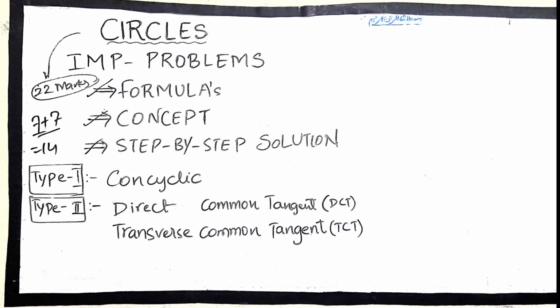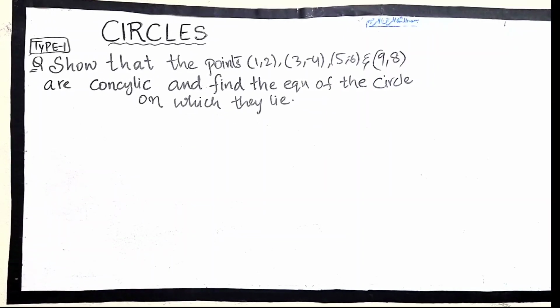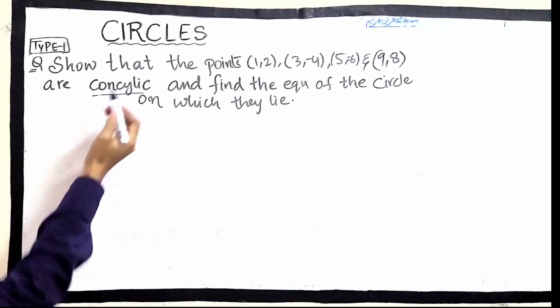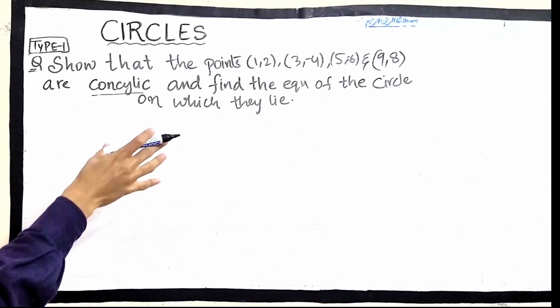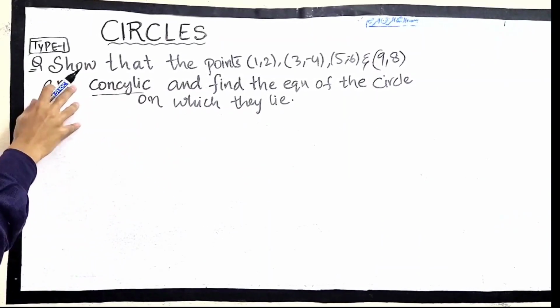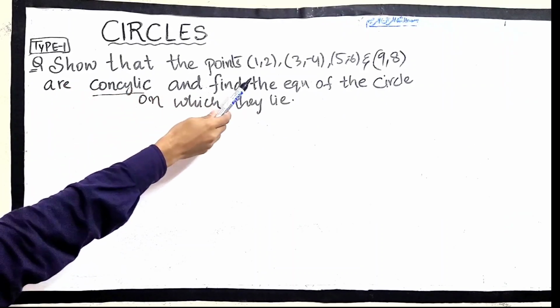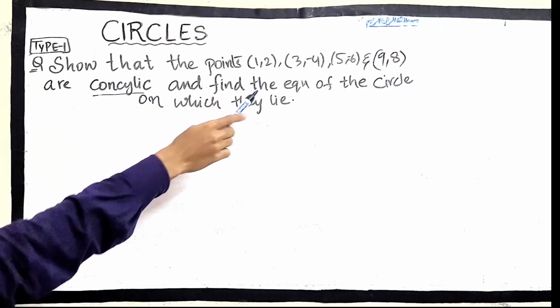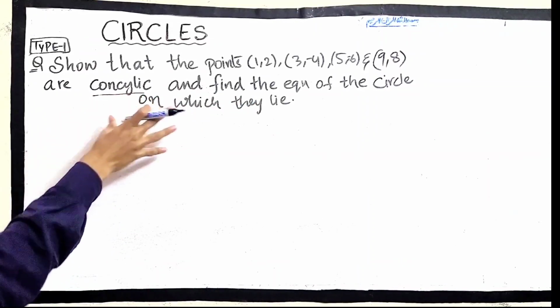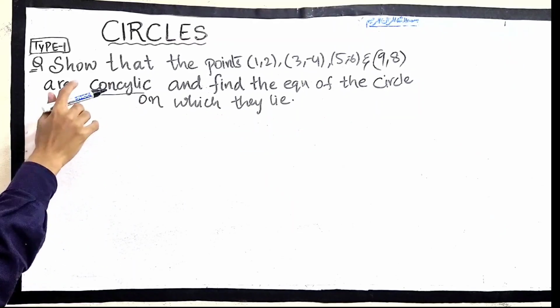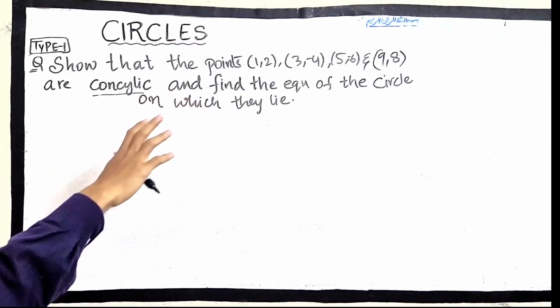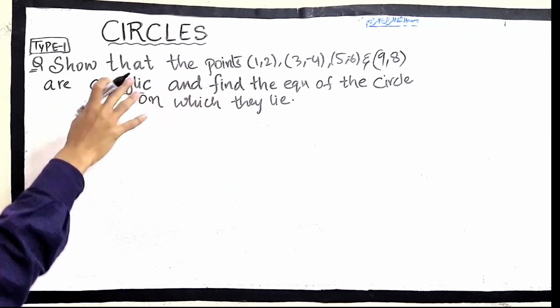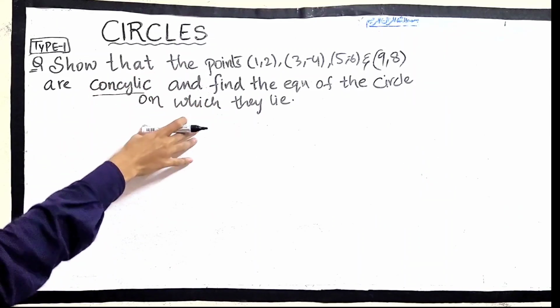So let us see our type 1, and I assure you that you will get 7 out of 7 marks if you completely watch this solution. This question is based on type 1, which is concyclic. Concyclic means the given set of points lie on the same circle or not. The question says: show that the points (1, 2), (3, -4), (5, -6) and (9, 8), which are the given 4 points, are concyclic. On this type of problem, there is also a question where you will be given only 3 points. So let us see the 4 points, how to solve that, and you need to find the equation of the circle.